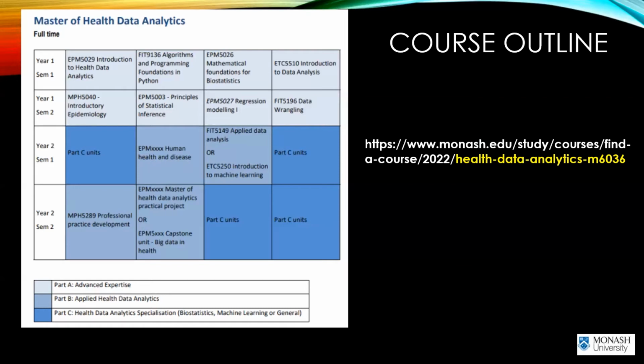And then the blue units, the Part C units, they're elective units. And I do emphasize that the course code for this course is M6036. So you could just search M6036 in Google, Monash M6036, and you'll get the full information about this course. So next slide, please, Jo.